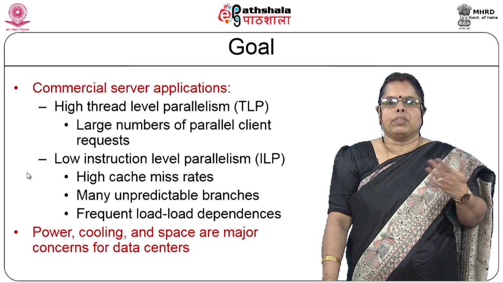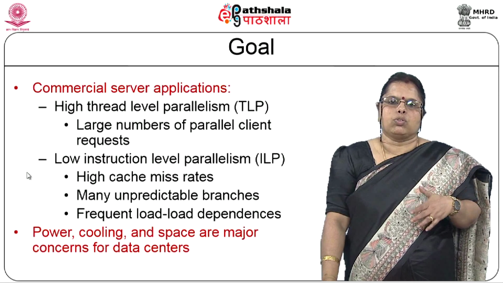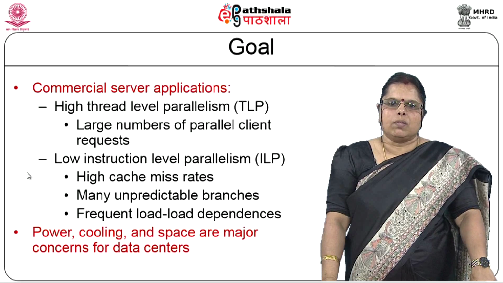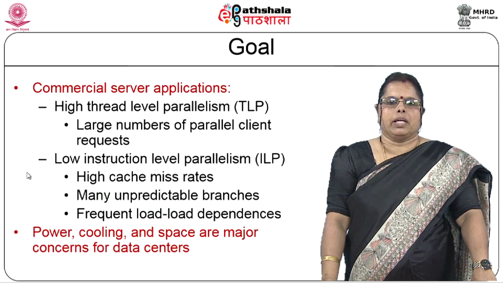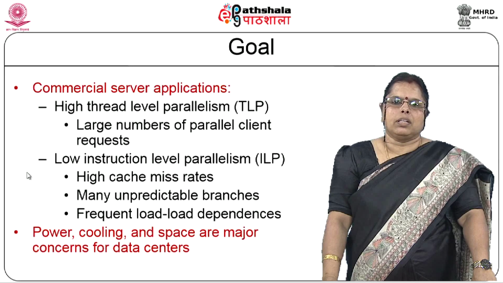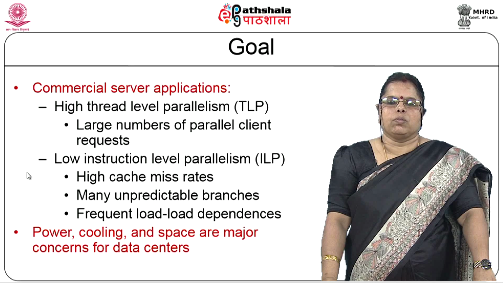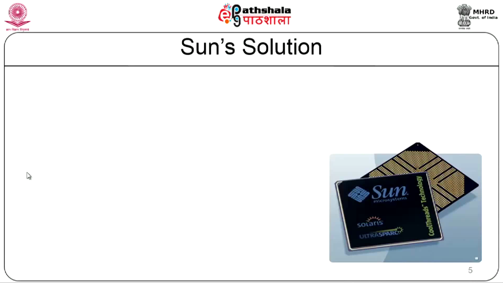So the goal of the Niagara processor, also called the UltraSPARC processor, was to serve commercial server applications. The other predominant motivation for this architecture was power, cooling and space, which are major concerns for data centers. So these were the two major requirements when this processor was brought into the picture.